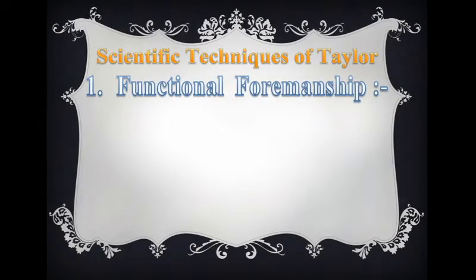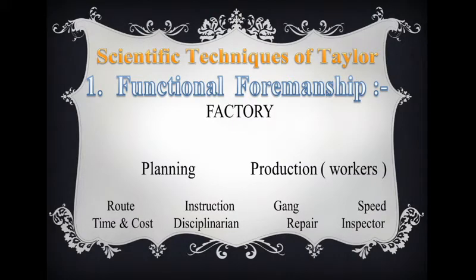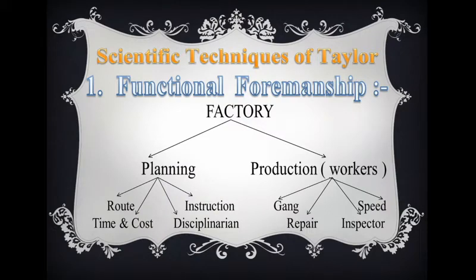The first scientific technique of Taylor is functional foremanship. Here Taylor says that the factory should be divided into two departments, one planning department and the second production department. He further felt that the workers must be free from the burden of planning and they must concentrate on work and production. He also suggested having a minimum of 8 clerks, 4 under each department, to order and guide the workers. Let us now see the 8 functional experts suggested by Taylor.